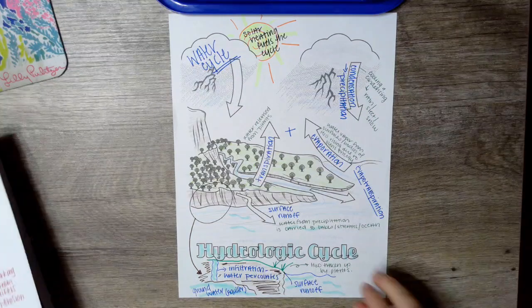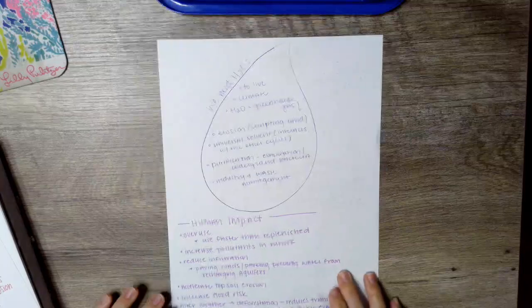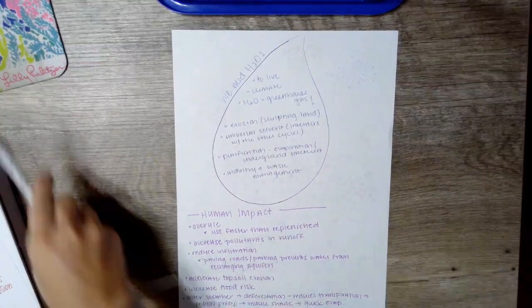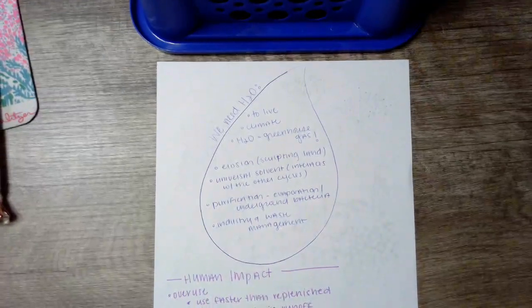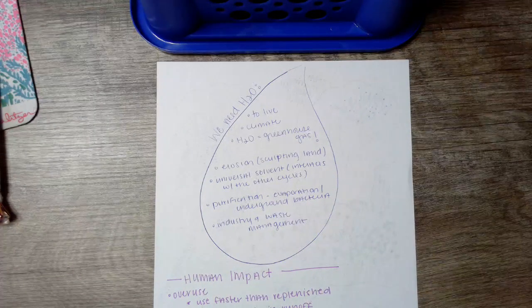Now, I want to talk to you a little bit on the back about water more in depth. So I'm going to zoom in for us. We need water for multiple things. We need it to live. We need it for our climate. Water is a greenhouse gas. It controls our climate. It actually accounts for about 60% of our warming effect.